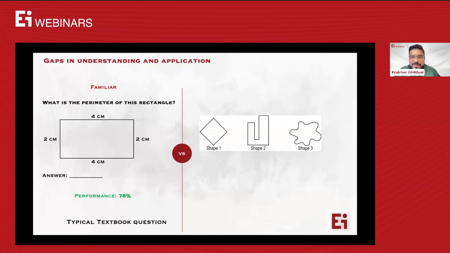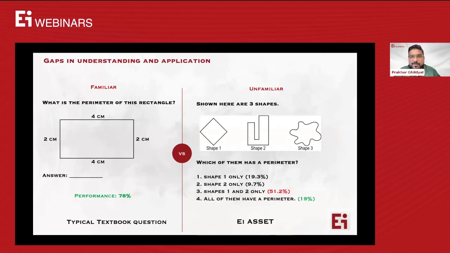The problem arises when we ask the question on the right, which is a little unfamiliar: here are three shapes, which one of them has a perimeter? Across a large sample size, not even 20% of the students were able to identify and answer this. So this shows us a huge gap in conceptual understanding, in students' ability to produce results.